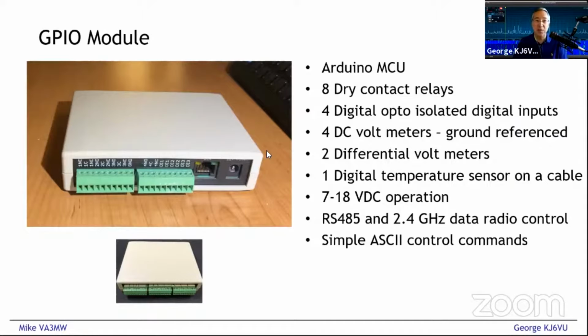The thing runs on 12 volts. And we communicate with it through 2 different options, either through RS-485 or through a data radio using simple ASCII control commands. The reason for RS-485 is because, unlike RS-232, RS-485 is what's called a multi-drop network. In other words, I can hook up as many devices as I want on the 2 RS-485 wires.